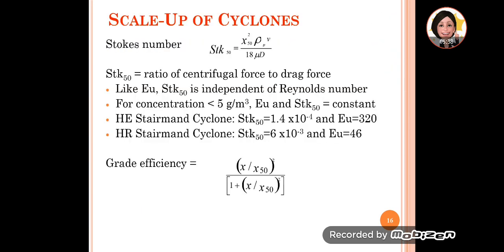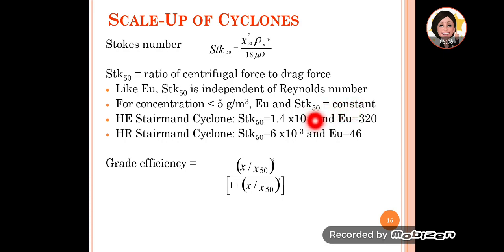Okay, to scale up a cyclone, we use the Stokes number. Stokes number is a ratio of centrifugal force to drag force. So like the Euler number, Stokes 50 is independent of Reynolds number. For concentration less than 5 gram per meter cube, Euler and Stokes 50 are constant.